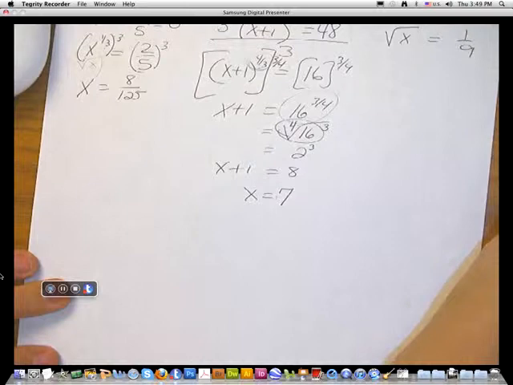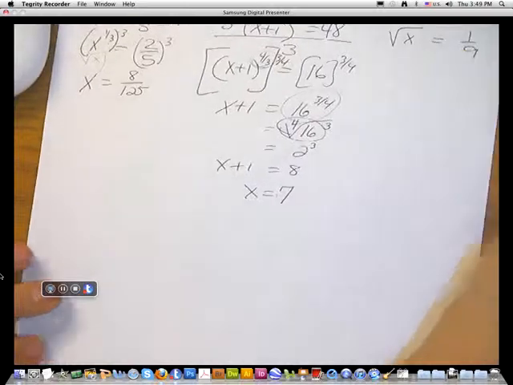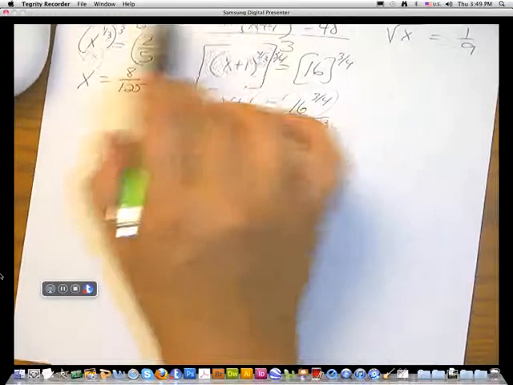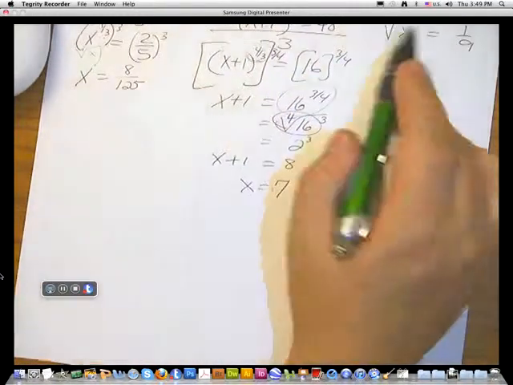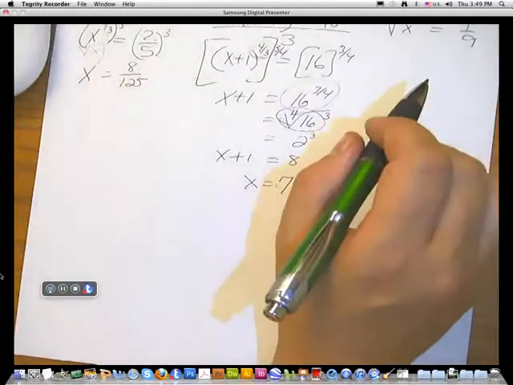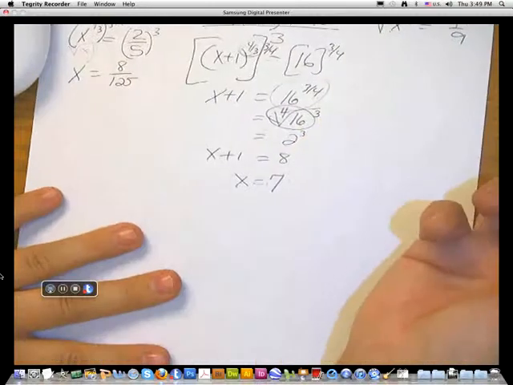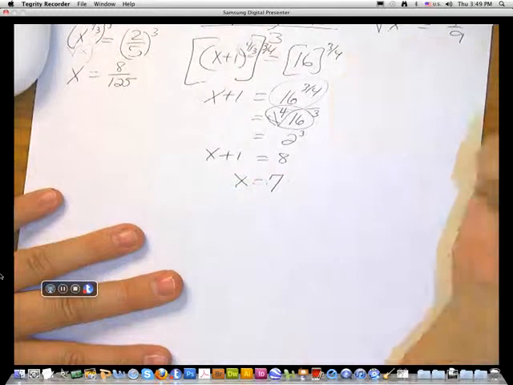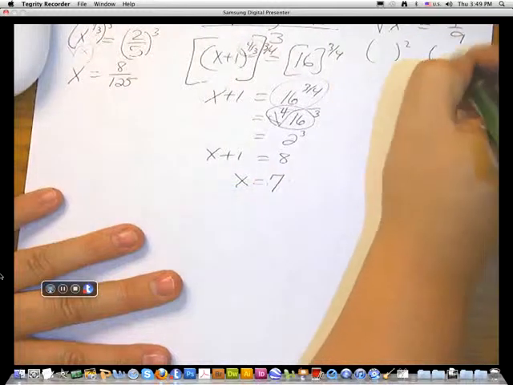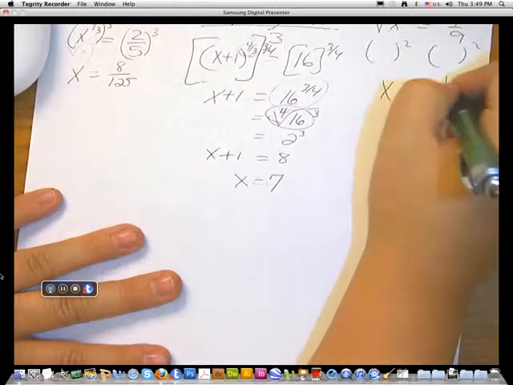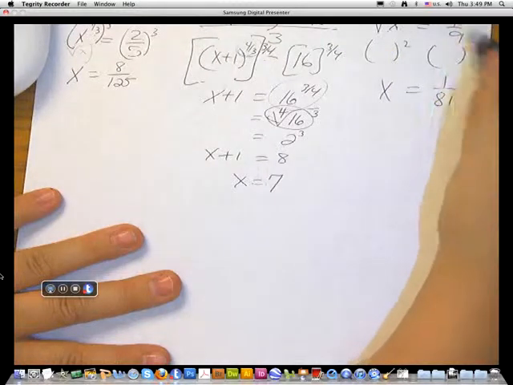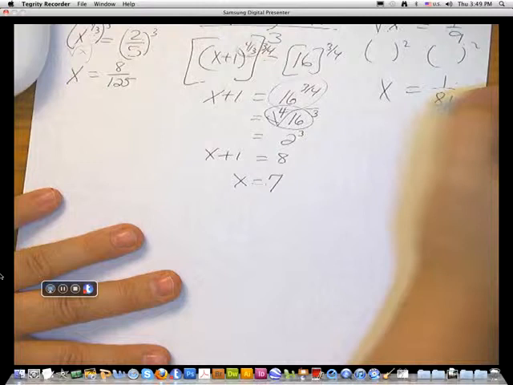Square root of x equals 1/9. These are the ones that we have to really check. It's the exponent ones you'll be okay with. It's when we square root that we really need to make sure that we're checking on these next few problems here. So here I'm going to be squaring both sides. So x is 1/81. If I put in 1/81, the square root of 1/81 is 1/9.